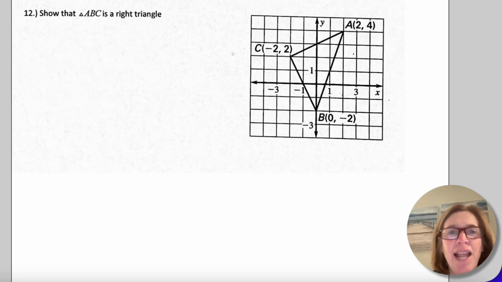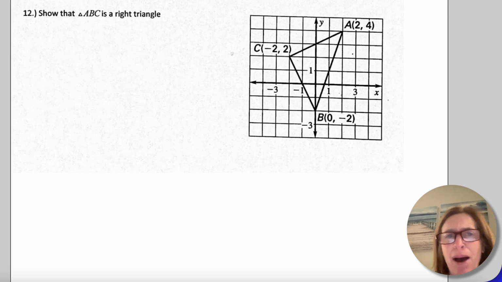Hi everyone, I'm looking at a great question in the unit on linear functions, and it might seem out of the box, something you've never seen before, but you really have to think a little bit about your prior knowledge. It says show that triangle ABC is a right triangle. So we do need to know what a right triangle is, right?